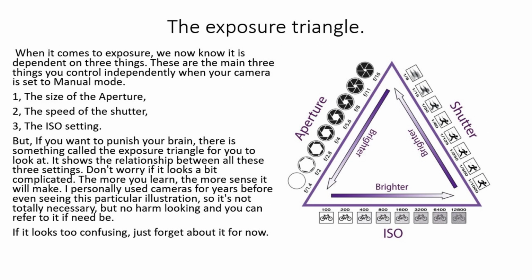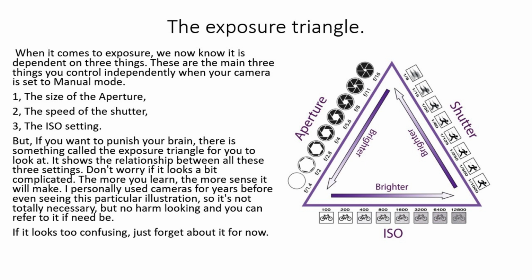The exposure triangle. When it comes to exposure, we now know it is dependent on 3 things. These are the main 3 things you control independently when your camera is set to manual mode. 1. The size of the aperture. 2. The speed of the shutter. 3. The ISO setting.